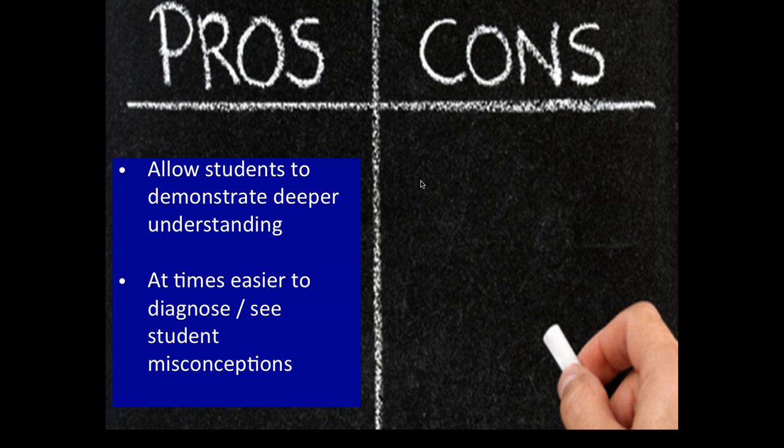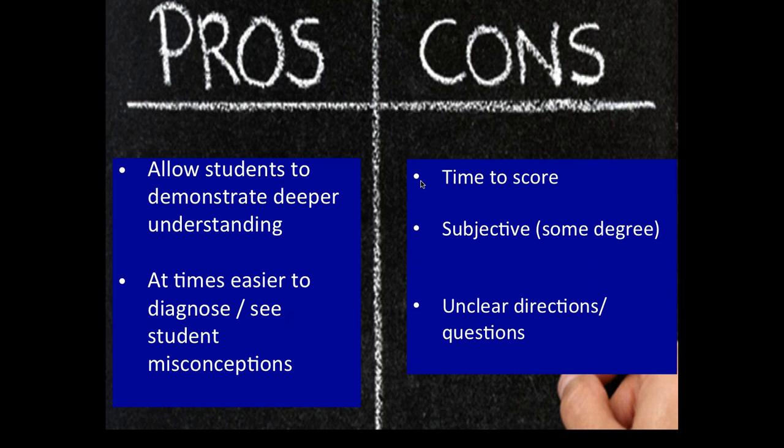And at times, it might even be easier when they're doing so to diagnose or identify some of their misconceptions. It takes a little bit longer to score. They're subjective to some degree. When we have a constructed response, we have to have a scoring guide and a rubric, and it doesn't mean it's impossible to have a strong amount and a large amount of objectivity.